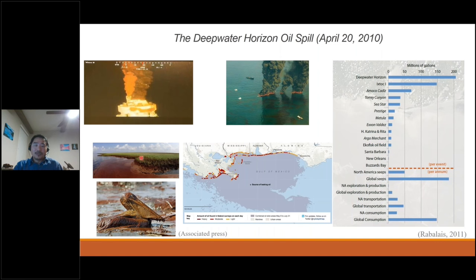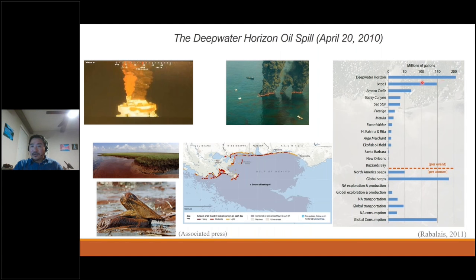You can see the picture in the marsh environment. There is a lot of brown, dark oil pushed to the shore, and the seabirds. The amount of oil was about 200 million gallons. This puts it above all the previous historic oil spills. This is really one of the largest oil spills ever to occur.